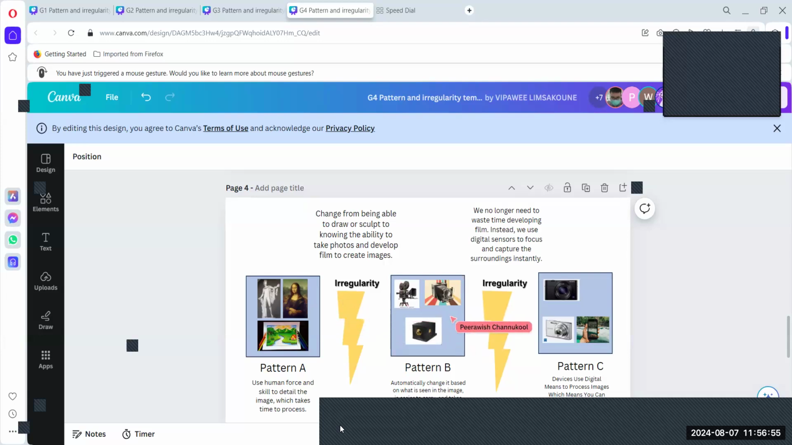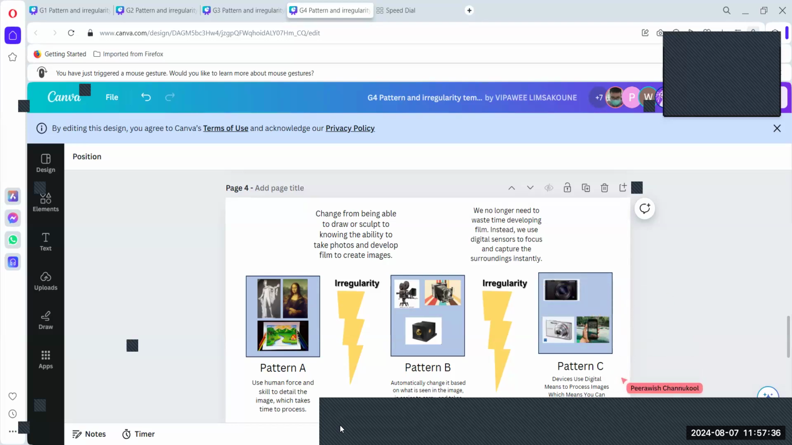And then we move on to pattern B, whose features are that it can automatically change based on what is seen in the image. It's easier to carry and takes images instantly. And then it evolves to pattern C, with the feature that they no longer need to waste time developing films. Instead, we use digital sensors to focus and capture the surroundings instantly.